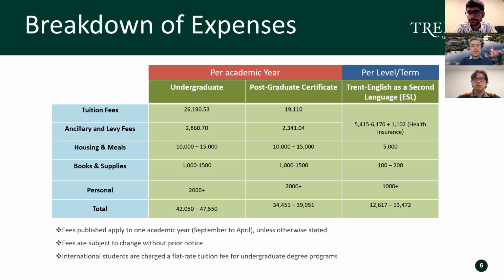Books and supplies, it varies depending on what program you're in and whether you can source used books or whether you want to borrow stuff from the library. But we say if you budget between $1,000 and $1,500, it's a safe buffer to get you the books and supplies that your classes will need per year.